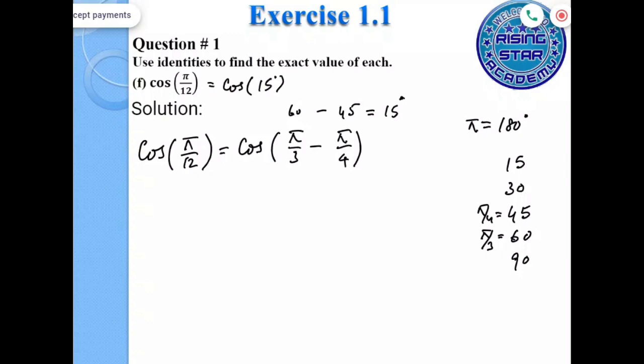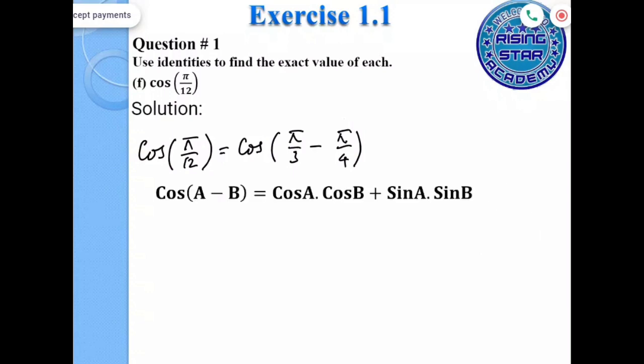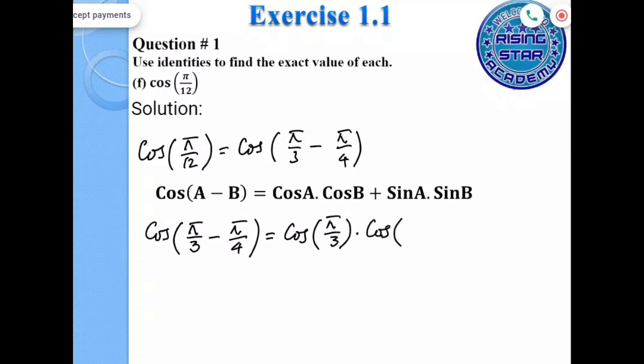So now we'll apply the identity to simplify. So let me apply. So this is our identity. Now I would apply according to it. So cos of pi by 3 minus pi by 4 is equal to cos of pi by 3 into cos of pi by 4 plus sine of pi by 3 into sine of pi by 4.